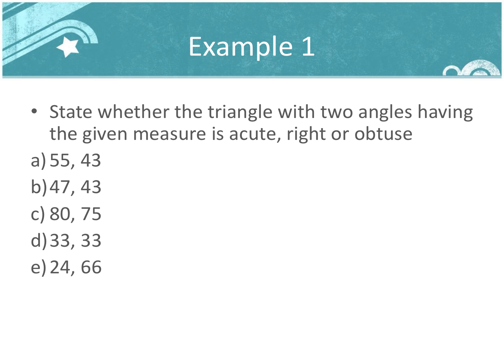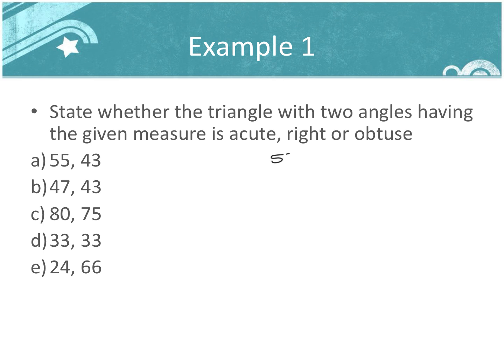All right, looking at these examples. Example number 1, it says state whether the triangle with the two angles that have the given measure is acute, right, or obtuse. So a couple ways you can do this. You could add these two and figure out what they add to, and then you could determine if it's acute, right, or obtuse. Or you could actually find the third angle. So I'm going to go ahead and do the first two.